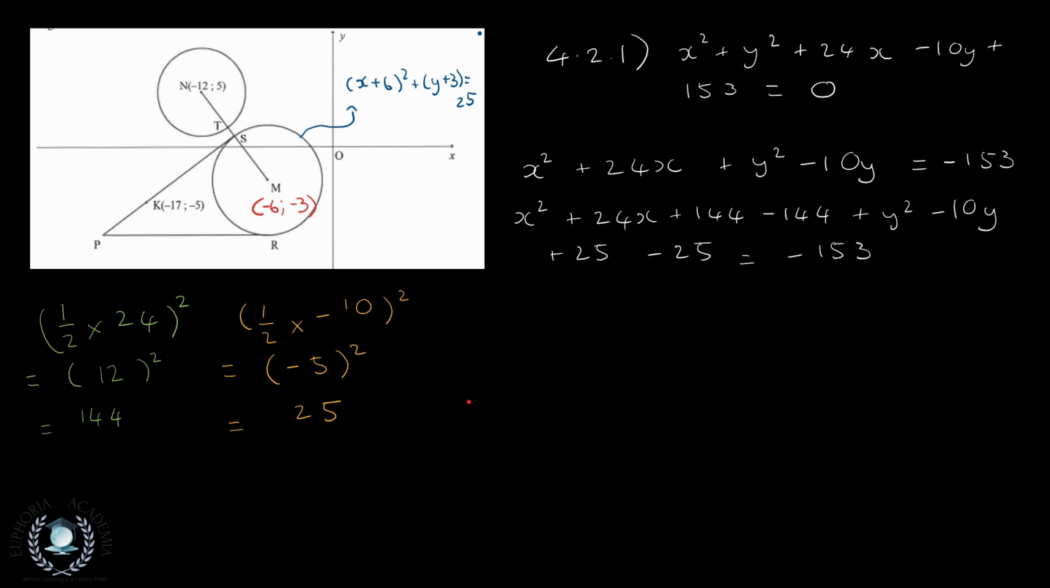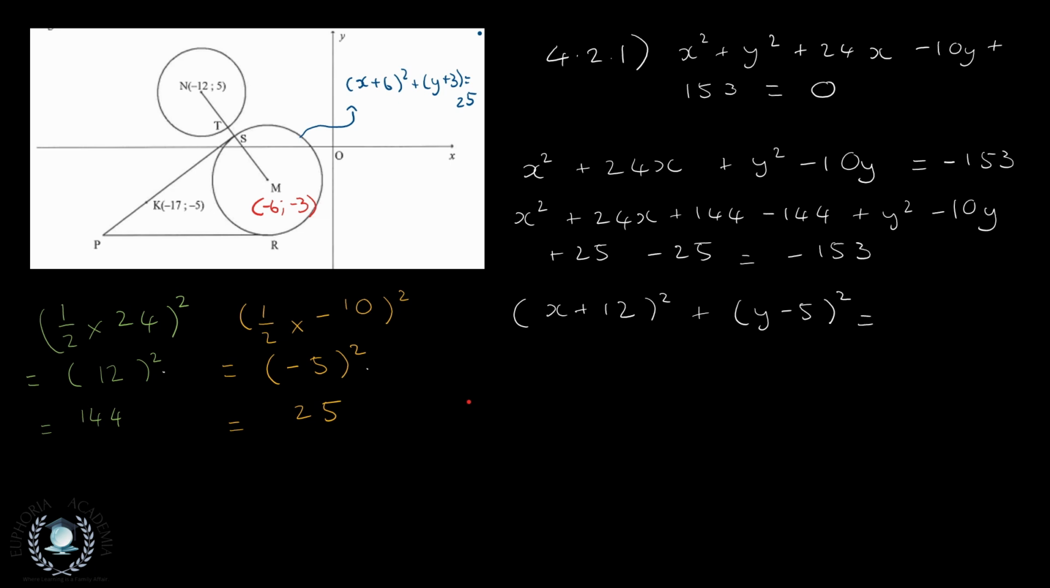Now it easily factorizes because we already know what we're going to add to the x or the y. What I mean by that is that we're going to end up with x plus 12, square that, and we're going to add y minus 5, and square that. Where do we get those? Well, the minus 5, we get it from there, the 12, we get it from there.